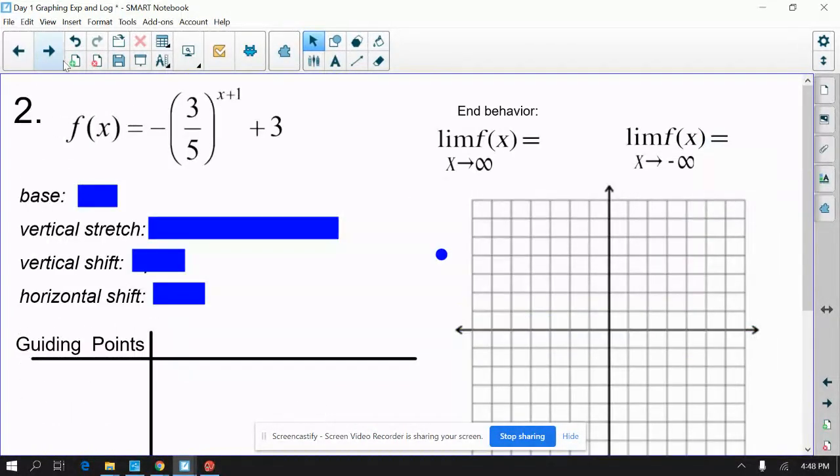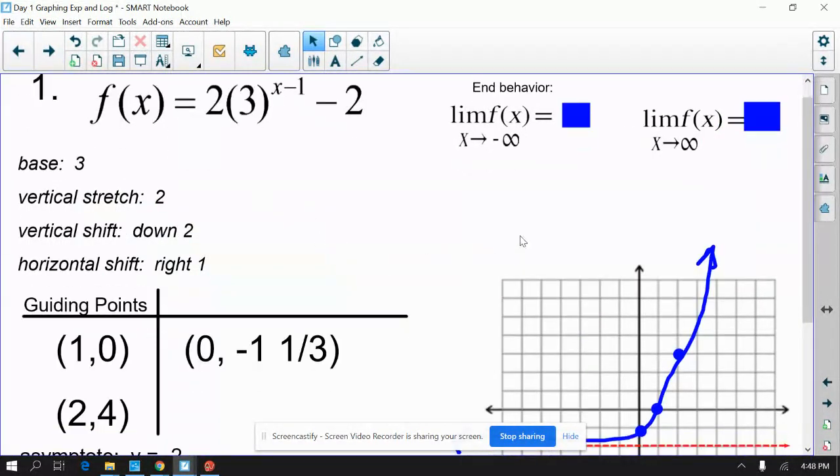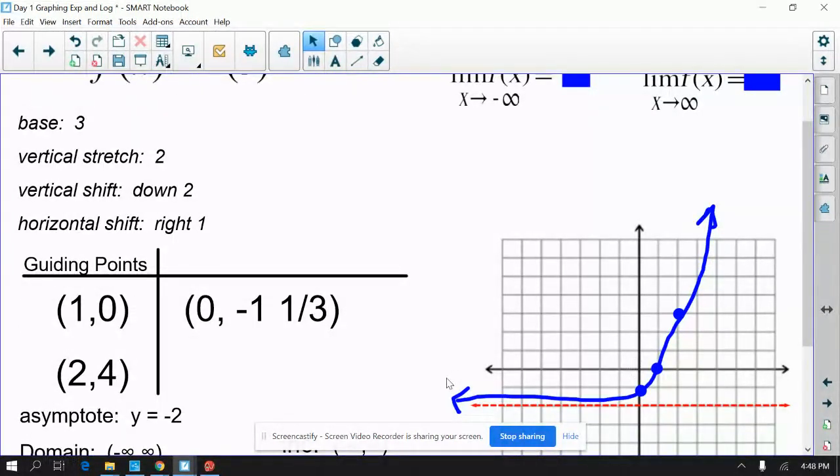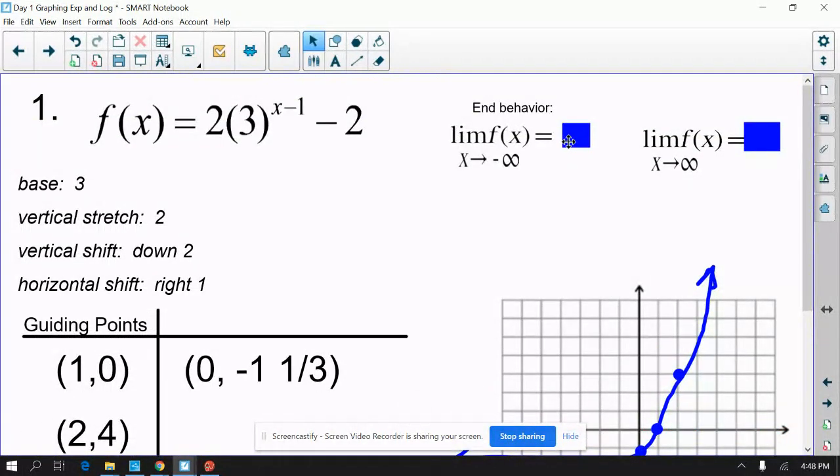2 more examples, then we're done. This one, and it's the behavior. What y value is being approached when x gets really, really small? In other words, when you go to the left, these y values are getting closer and closer to what y value? They're getting closer and closer to the asymptote, -2.